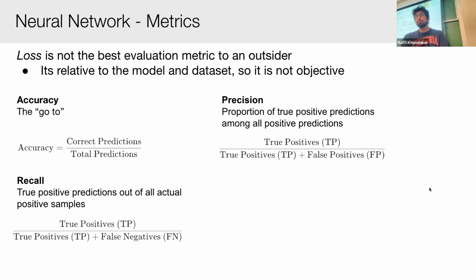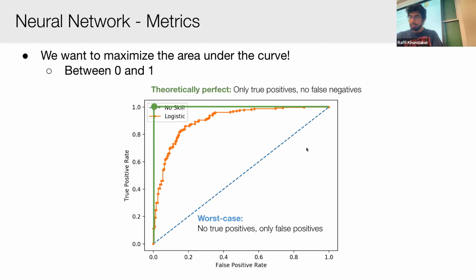Beyond our loss function, which could vary a lot based off of your problem, we have a few more standard go-to metrics. The first is accuracy, the number of total correct predictions divided by the total predictions. This is your bread and butter. Recall is the number of true positives over the number of true positives plus false negatives. Precision is true positives over true positives plus false positives.